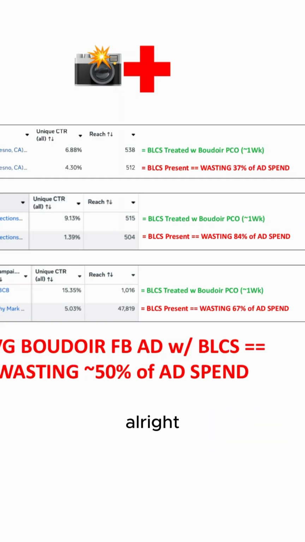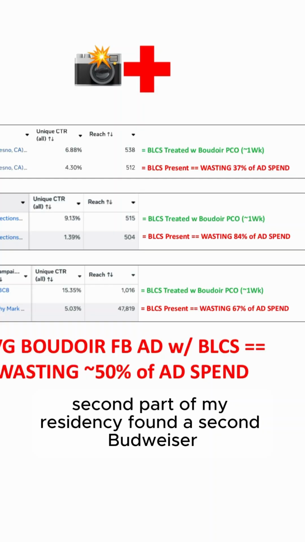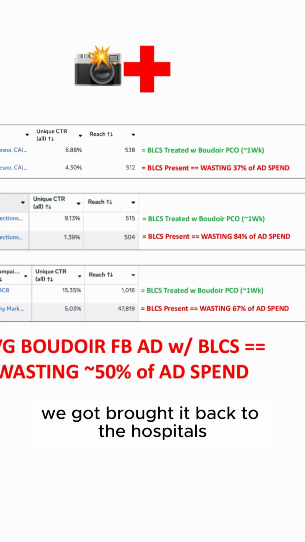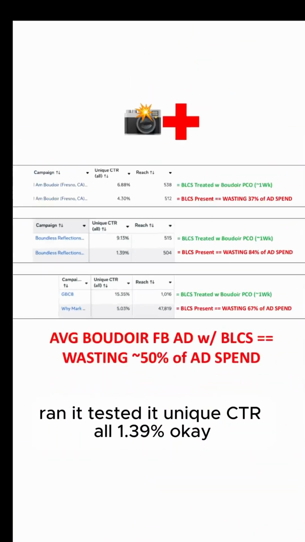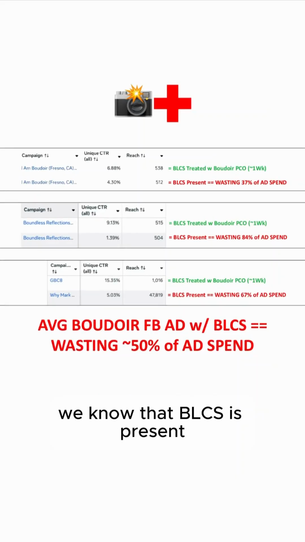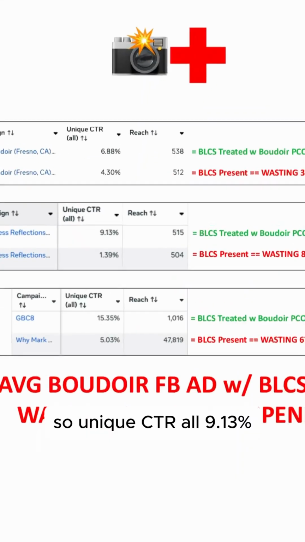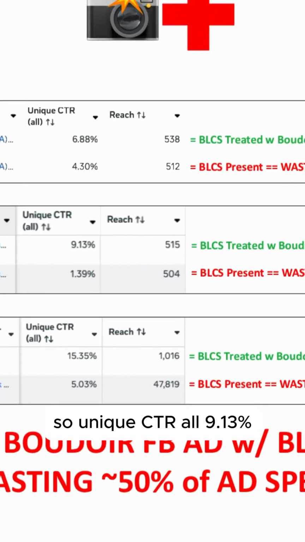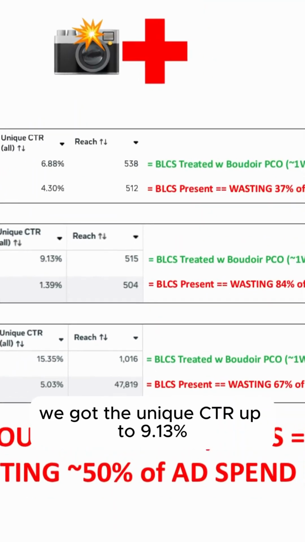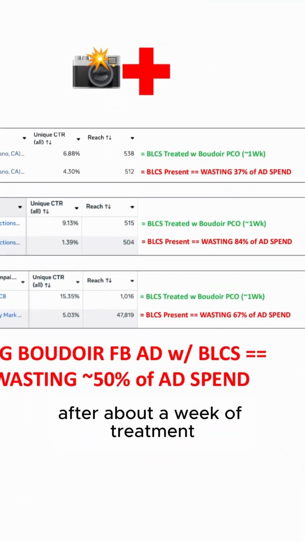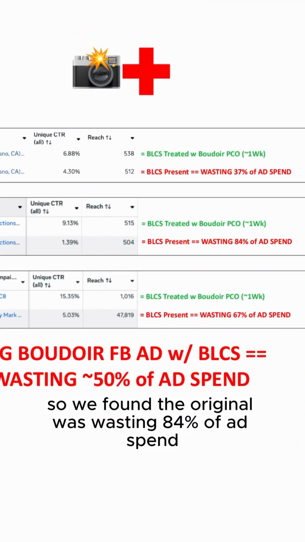All right, second part of my residency, found a second Boudoir Facebook ad, brought it back to the hospital, ran it, tested it, unique CTR 1.39%. Okay, we know that BLCS is present. So we duplicated it, treated with Boudoir PICO. We got the unique CTR up to 9.13% after about a week of treatment. So we found the original was wasting 84% of ad spend.